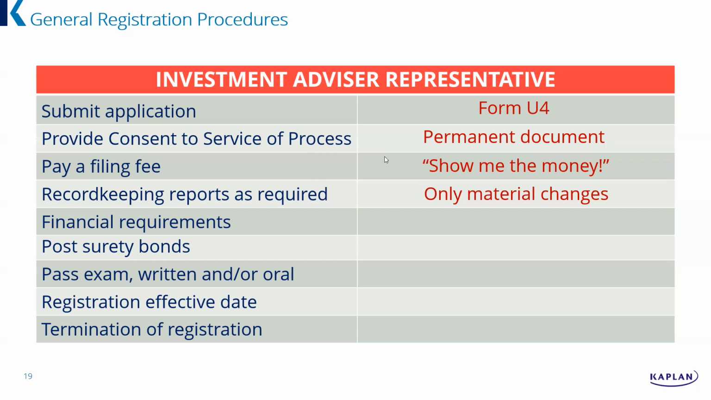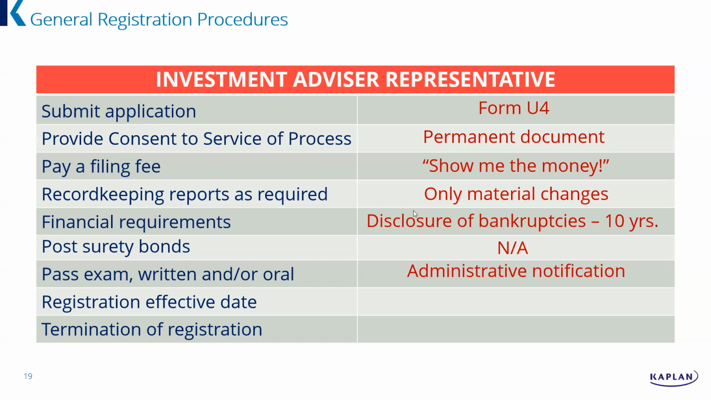Do you have a financial requirement to be an investment advisor representative? You do not. Welcome to our business, right? But you do have to disclose your bankruptcy. That would be again on the U4. But you have no net worth requirement. Post surety bonds, you do not have to do that. Do you have to pass an exam? You do, right? And then you tell the administrator, they get notice from the regulatory authority, Prometric, that you passed.